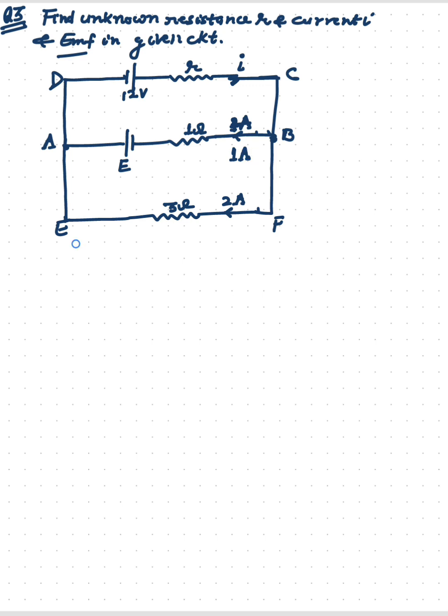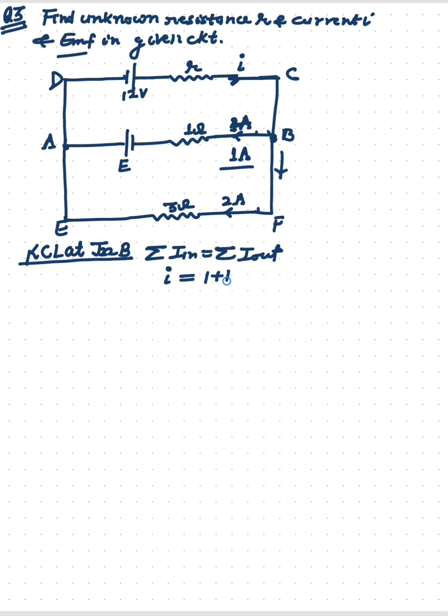Okay. So KCL at junction B. Incoming current I in equals I out. Incoming current is here I, and this equals the outgoing current, 2 ampere and 1 ampere. So 1 plus 2, this is the 3 ampere. This is simple. Clear? So this I, we found, is the 3 ampere current. Now I can mention here, this is 3 ampere. Okay.